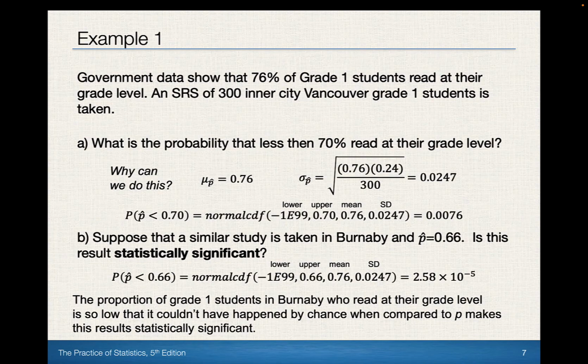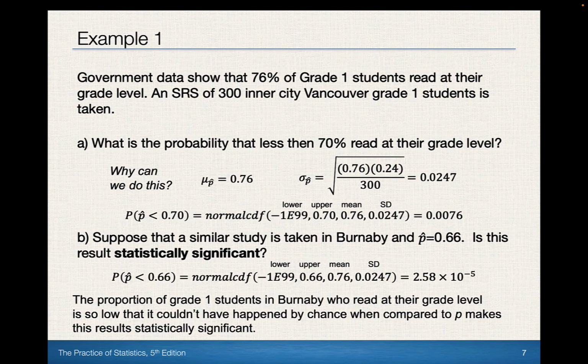If we go through an example problem, I would normally give this as a blank, but I don't want to use a tablet, so we're going to go ahead and just show it typed out for you. Government data shows that 76% of grade 1 students read at their grade level. An SRS, so simple random sample of 300 inner city Vancouver grade 1 students, is taken. What is the probability that less than 70% read at their grade level?